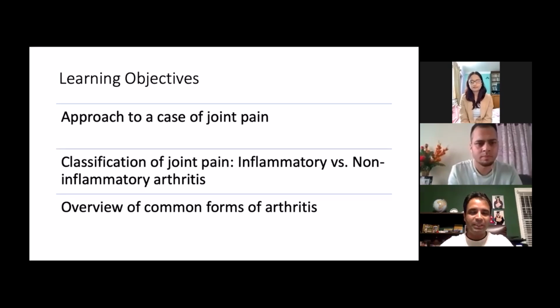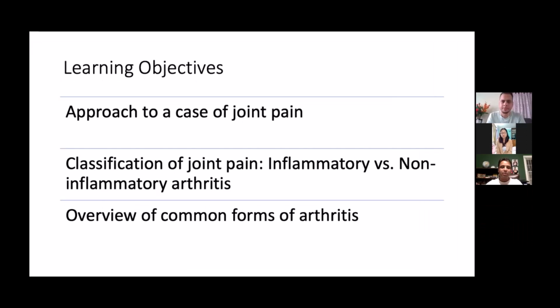And we'll basically talk about how do we classify a case of joint pain, and particularly a broad category of inflammatory versus non-inflammatory arthritis. That's a basic concept on any type of joint pain. And we'll also review some of the common types of arthritis.